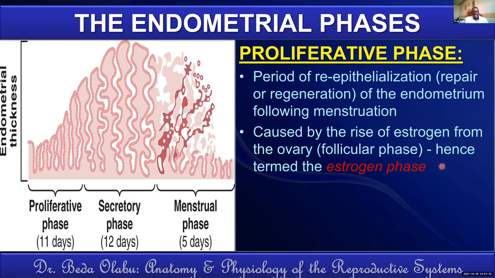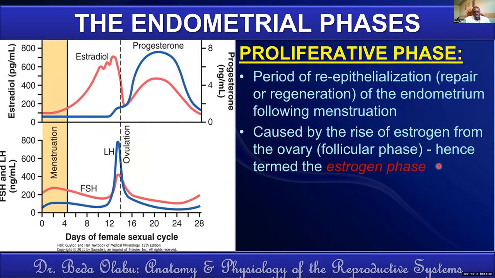Remember, I told you when we were starting that the endometrial changes are largely due to ovarian hormones, and the ovarian phases are largely due to pituitary hormones. So that's why here we are talking about estrogen, and we're going to talk about progesterone as well in the next one. So look at that. During the early follicular phase and even going to the late follicular phase, the levels of estrogen rise. As the levels of estrogen rise, we have that effect on the endometrium, making the endometrium proliferate. That's why we call it the proliferative phase.